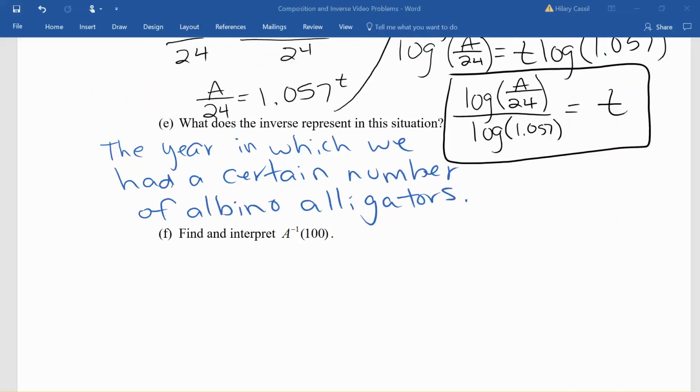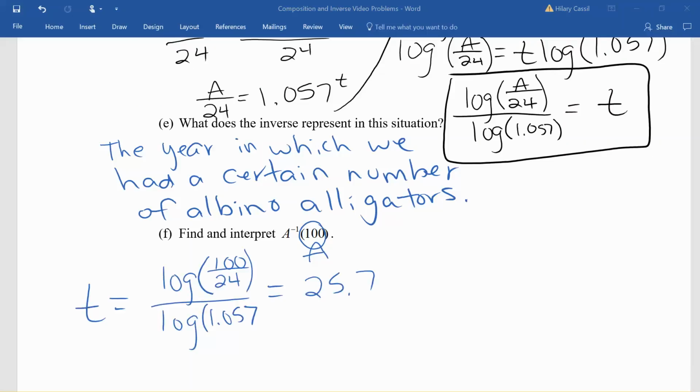So lastly, if we want to find and interpret A inverse of 100, we are going to use our inverse function. We are going to input 100 into the independent variable, which in this case is A. So remember, with our inverse function, the input is the number of alligators. So we're going to have 100 albino alligators 25.7 years after 2007. In other words, in 2032.